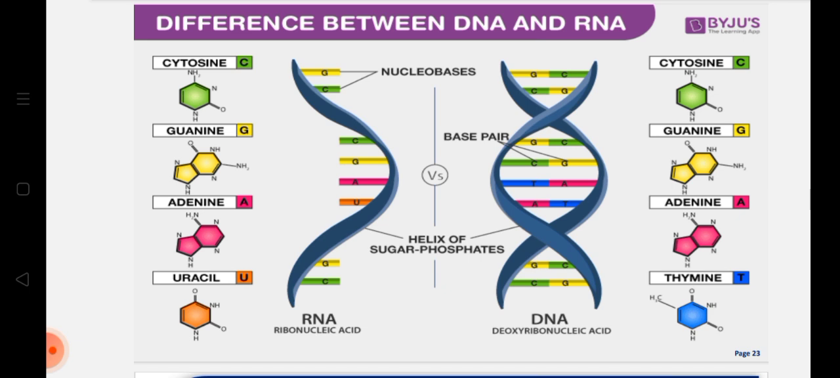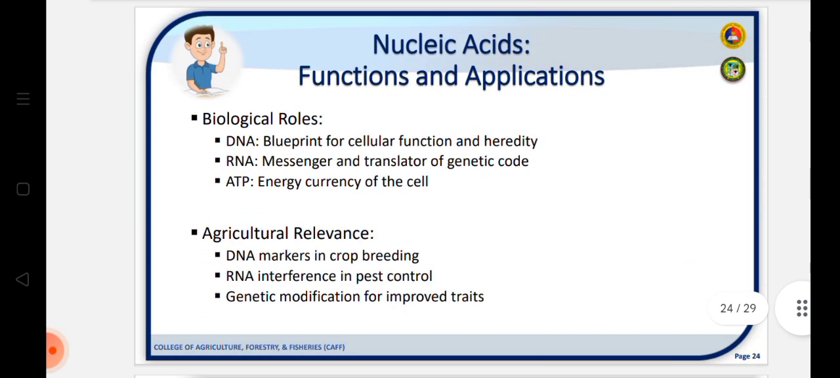So another key difference is the sugar. Ang sugar sa DNA kay deoxyribose, making it more stable, while ang sugar sa RNA is called ribose. So please don't forget, the sugar of DNA is called deoxyribose, while ang sugar sa RNA is called ribose. Ribose includes an extra hydroxyl group, making it more reactive and suitable for short-term tasks.